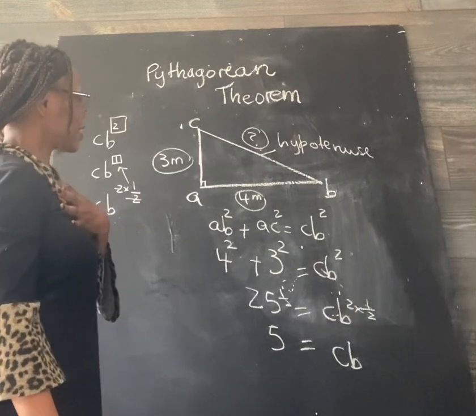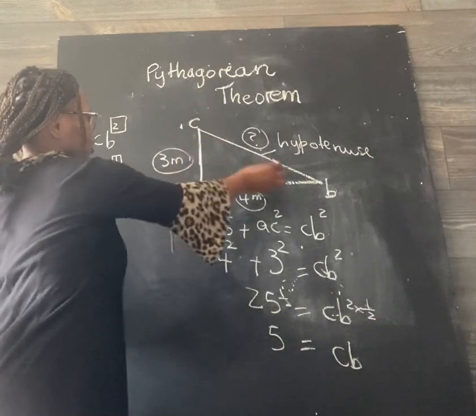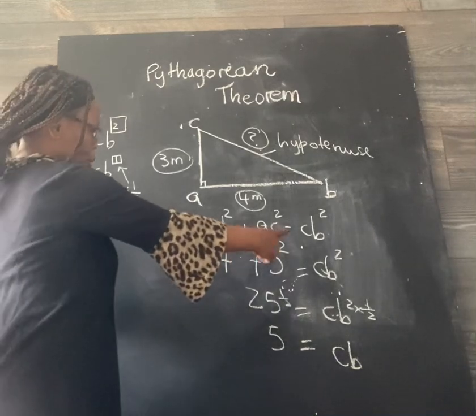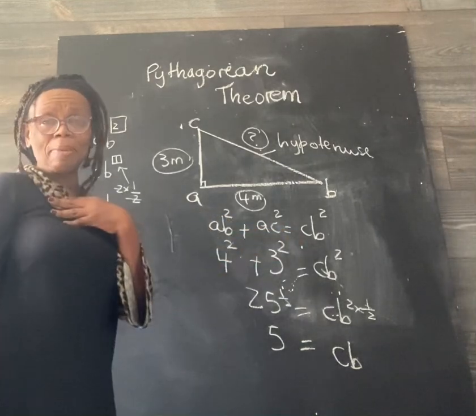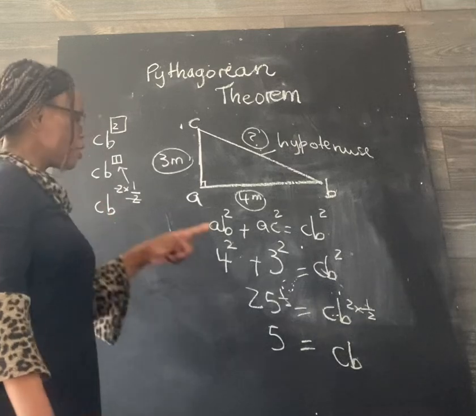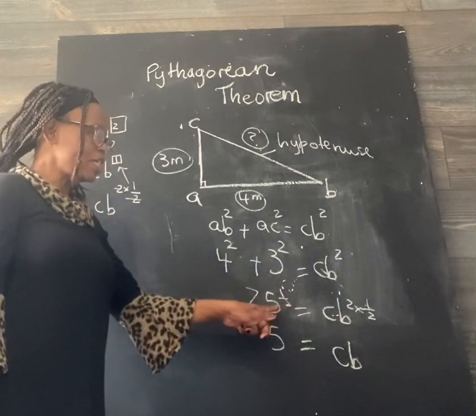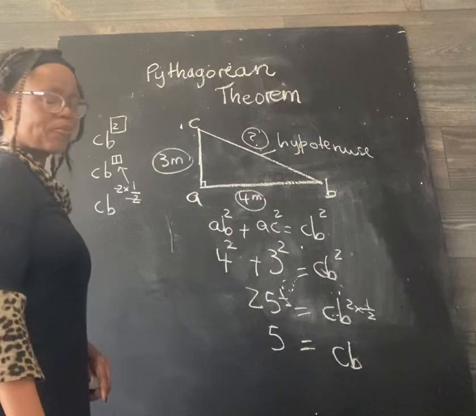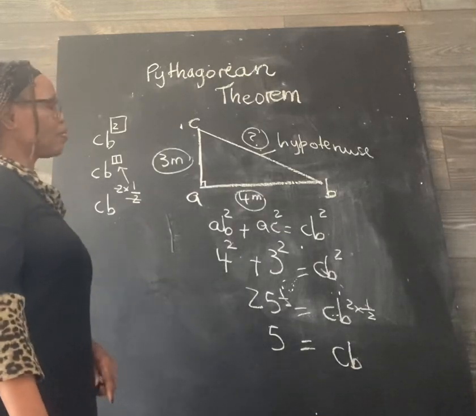Okay, let's go over this again. To find the length CB, we take the sum of the squares of the lengths that we know, as stated by the Pythagorean theorem. And then, as the last step, we take the square root of both sides. So, that's all we do.